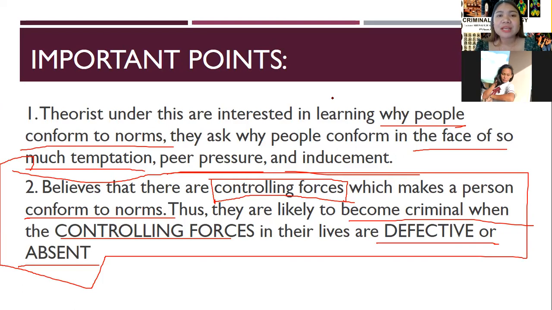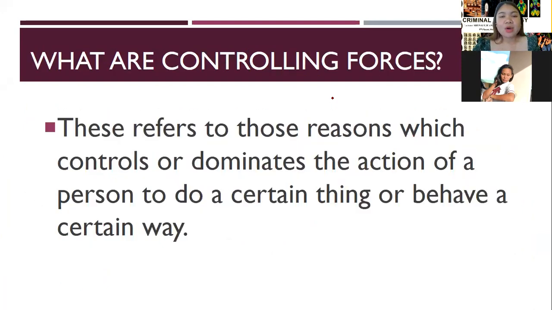But what stops them? Controlling forces. What are these controlling forces? We will discuss them later on. Okay? Now, if these controlling forces are absent or defective, crime will happen. Or people will commit crime. What are the controlling forces?